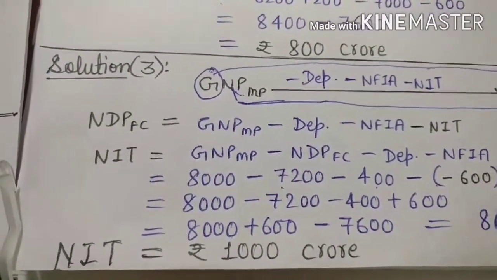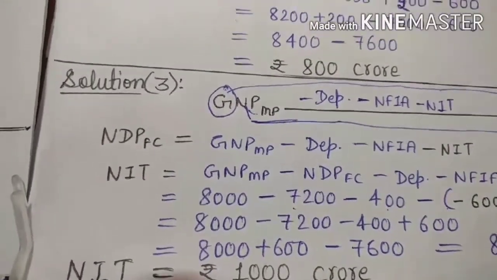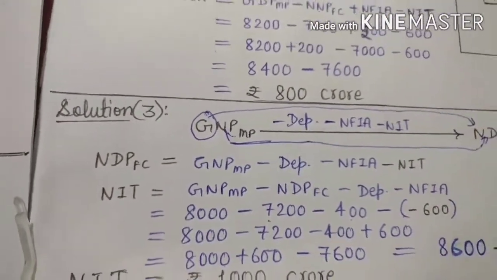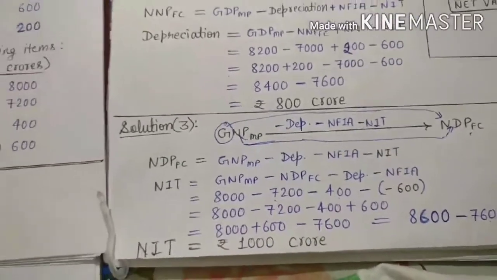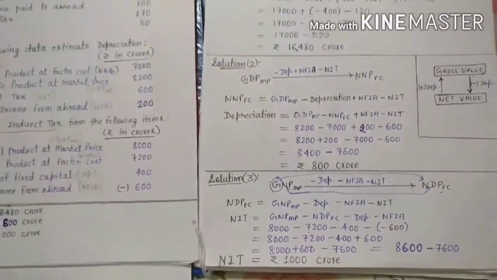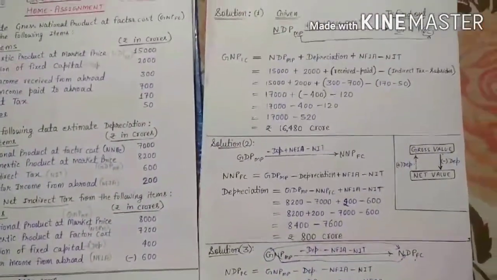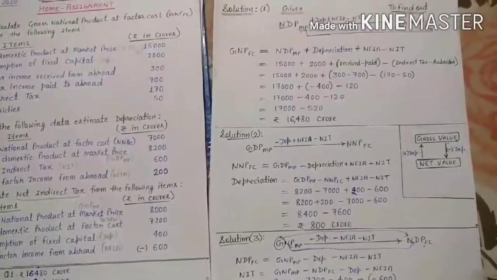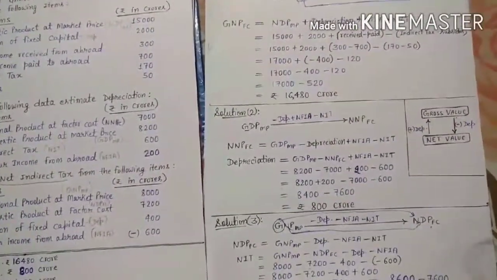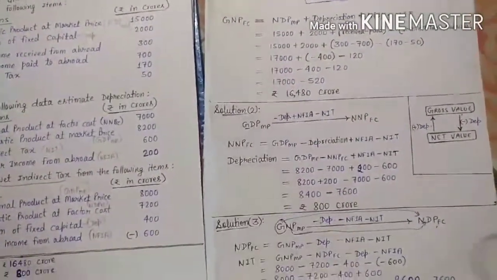So our net indirect tax value is how much? 1000 crore. So I hope in this way you can find out the answers to such questions also. I hope it is clear too, because we have solved enough questions of this topic. So when we are doing the next chapter, I hope you can do it clearly and in a proper manner.